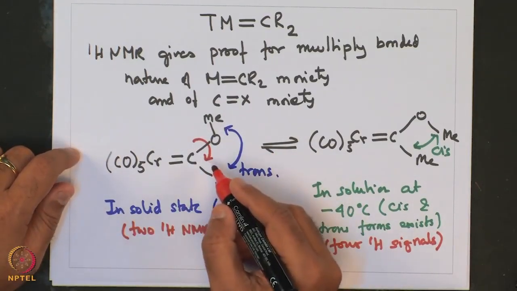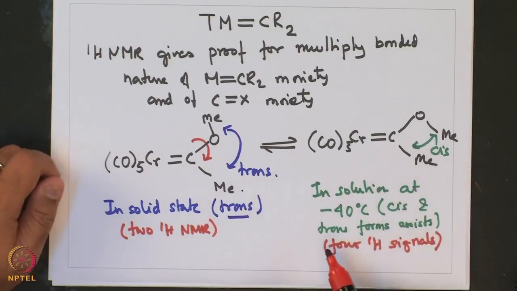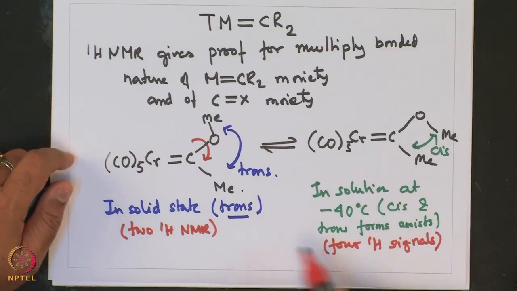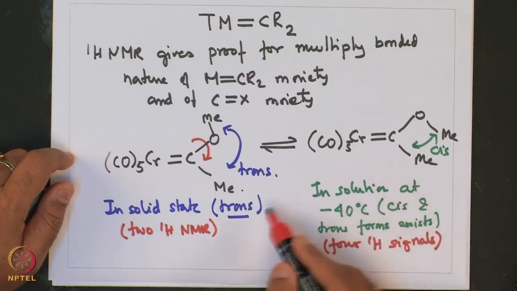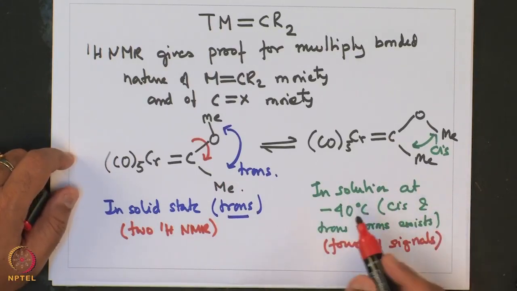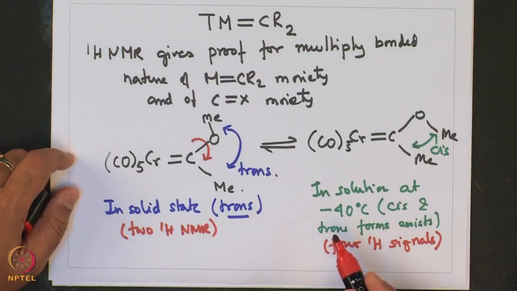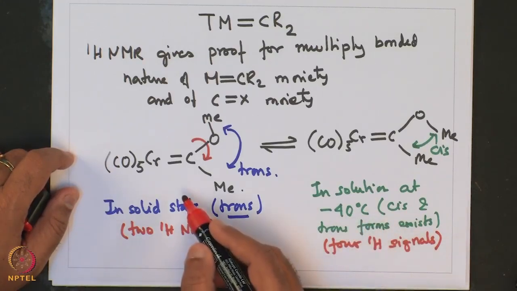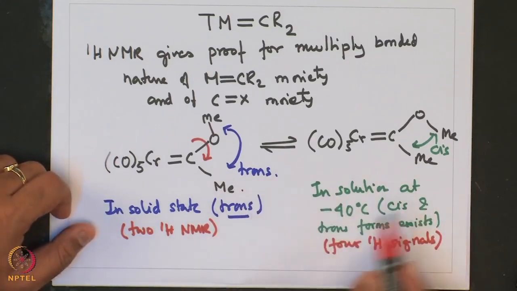Now this rotation of the CO bond would allow the interconversion between cis and trans, and this rotation is supposedly quite fast, because at minus 40 only you can see the interconversion happening. So this rotation happens at a very fast time scale, and that is why you have to really go down to a temperature of minus 40 to be able to slow the rate of conversion between the cis and the trans form.